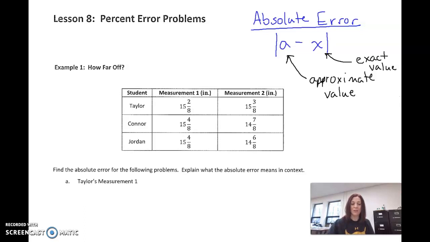It says find the absolute error for the following problems, and then we're going to explain what that means. Now, I do need to give you a little bit more information here because we're talking about students measuring a monitor, like a computer monitor, and the monitor is exactly 15 inches. So we know what it is exactly. The manufacturer said it's 15. We're practicing measuring, so here's what the students came up with.